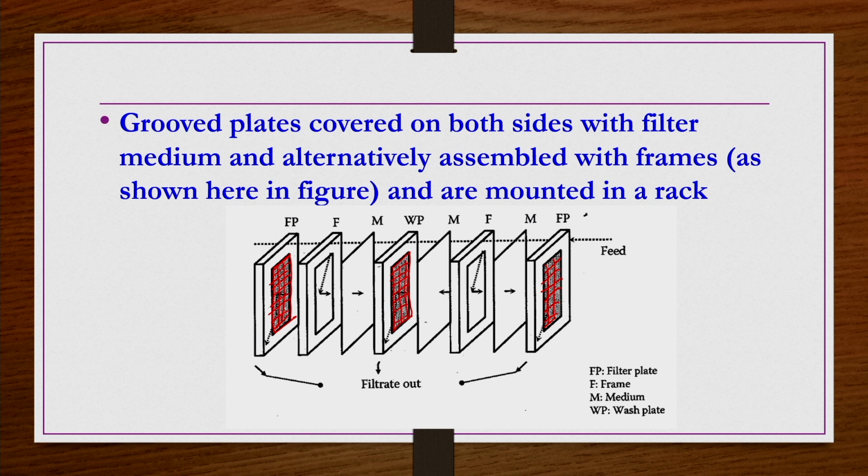So, from here, wash plate, medium, then frame, medium, filter plate, this is one unit, and then n number of units we can have, assemble them together and mount them in a rack. Then what happens, the feed comes in here.